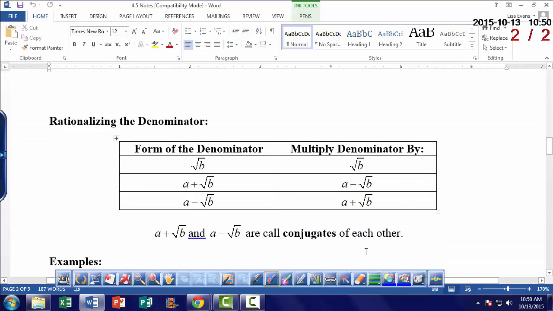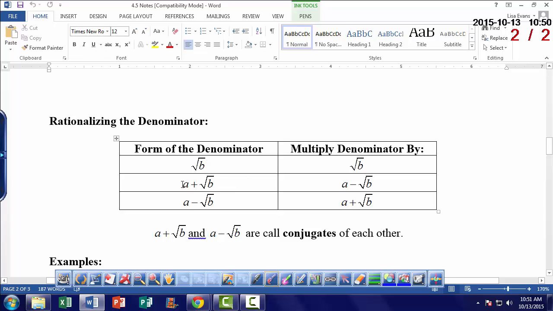Okay, now we're going to talk about making sure we do not leave square roots in the denominator. Rationalizing the denominator. If we have the denominator in any one of these forms, this is what we would multiply the entire fraction by to get rid of the square root. So if we just have a radical in the denominator, you would multiply by that same radical.